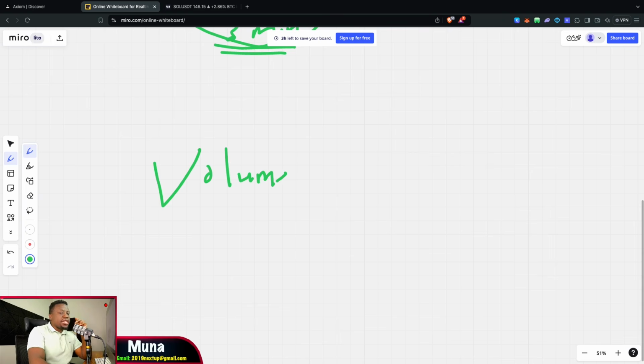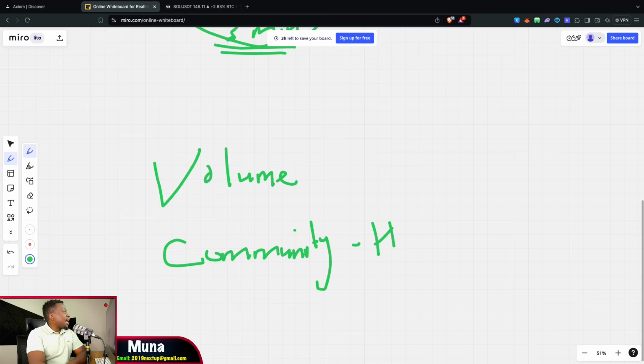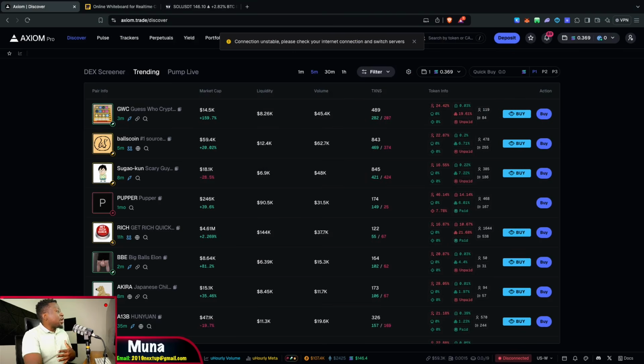And this is one of the reasons why most of my filters, if you guys have been watching me religiously, mostly concentrate on volume and community. Community is a representation of supply and demand. If you've got very good holder numbers, right? If you go on your stats, for example, let's look at a few of the trending cryptocurrencies.